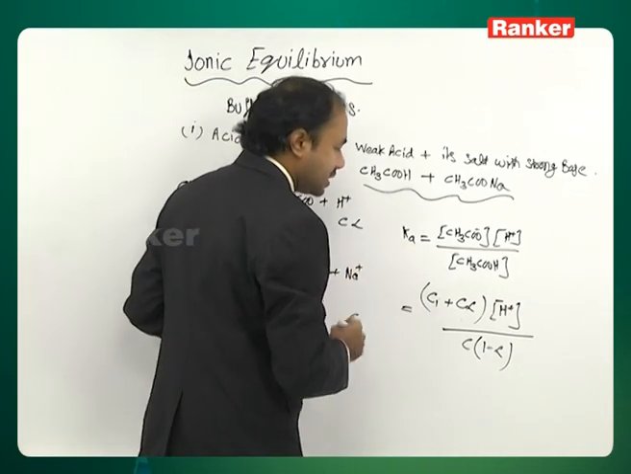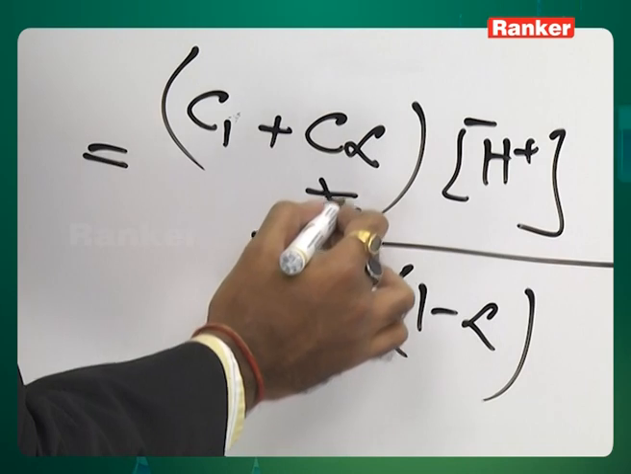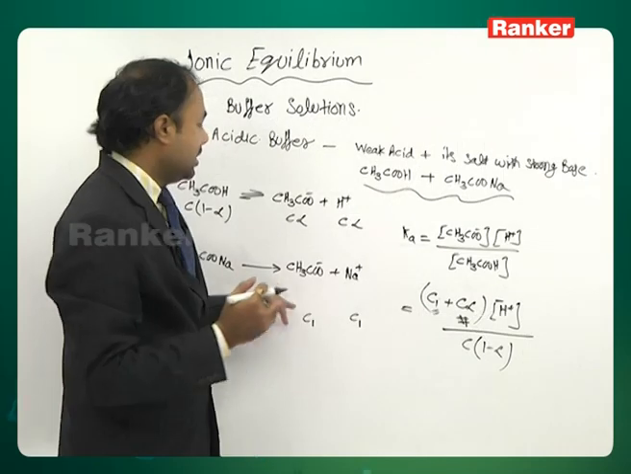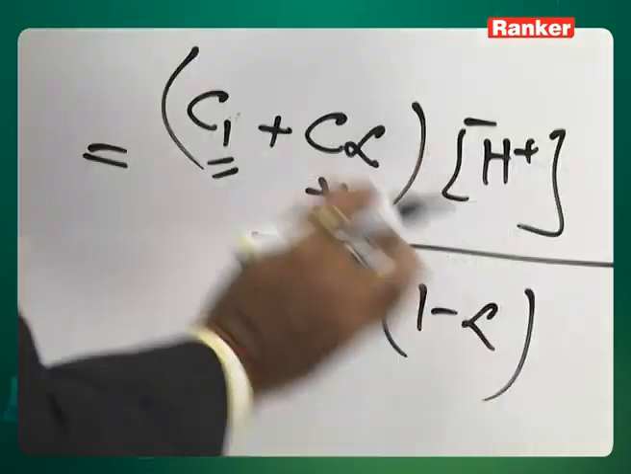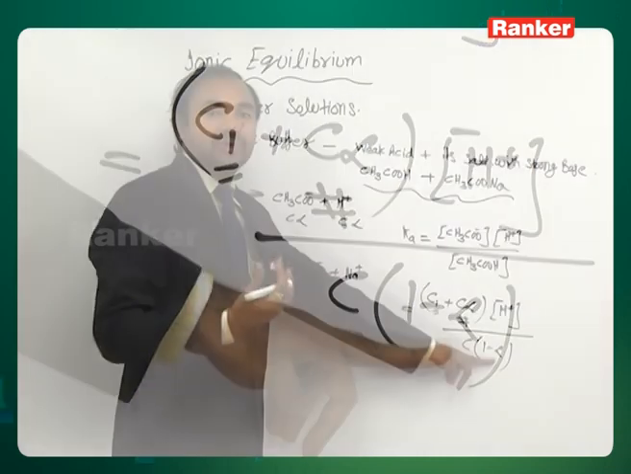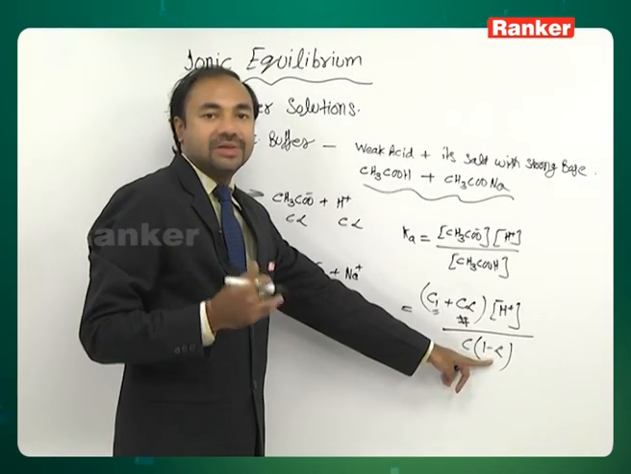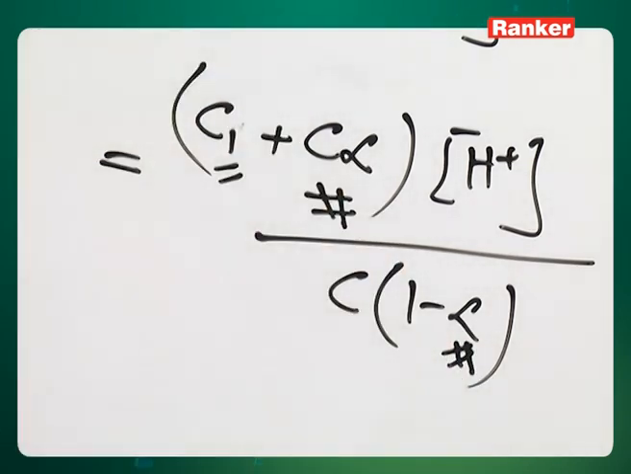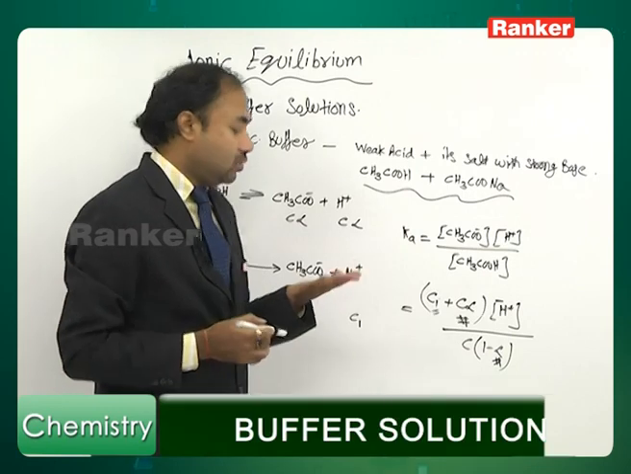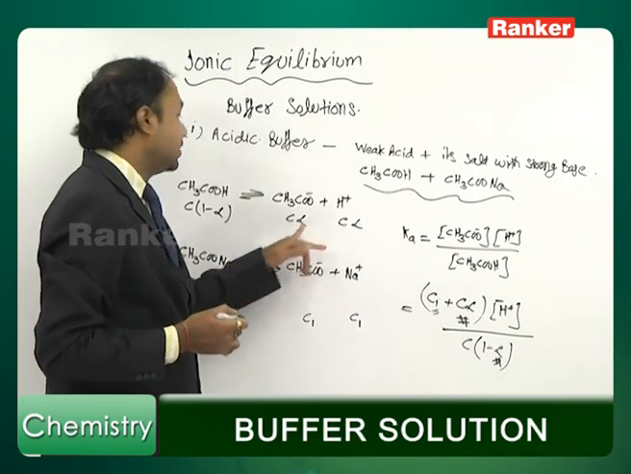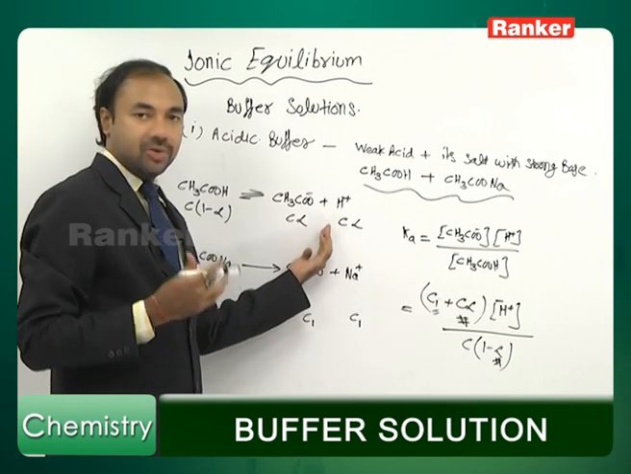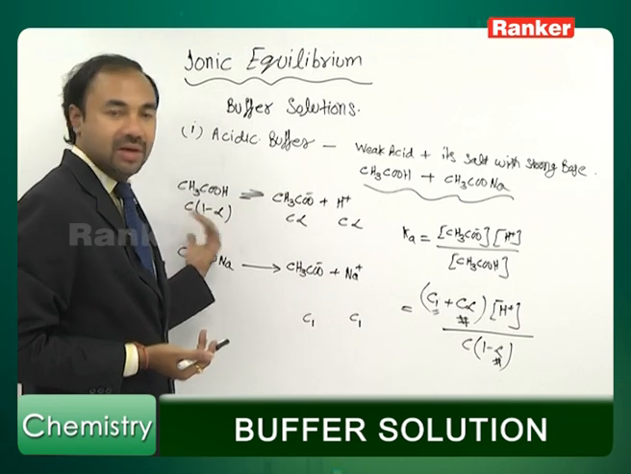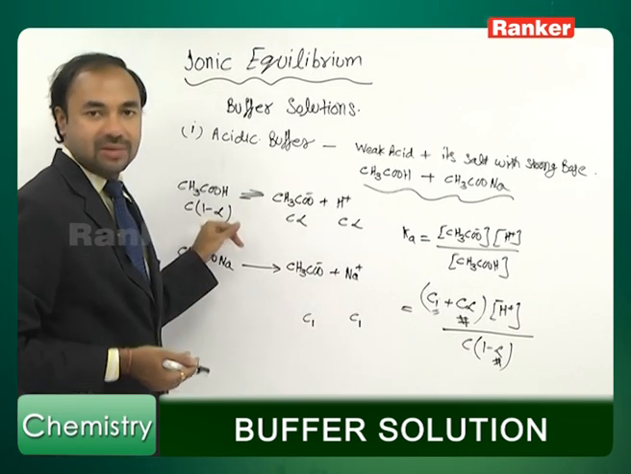So one approximation we take here: C alpha will be negligible as compared to C1. This is a valid approximation. The second approximation we take is that alpha, the degree of dissociation, which tells how much acetic acid dissociates, will also be negligible as compared to 1. Why? Once we add acetate ion into this solution, this equilibrium, according to Le Chatelier's principle, will shift in the backward direction. Once it shifts backward, its degree of dissociation is suppressed.